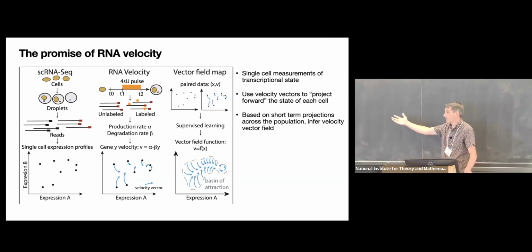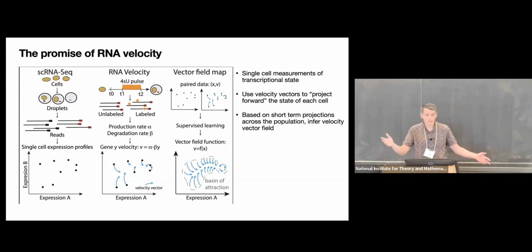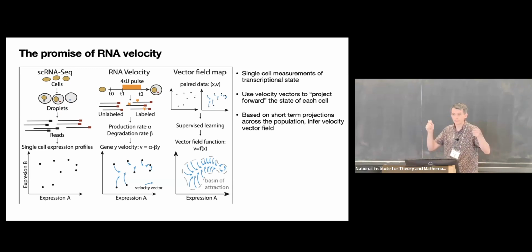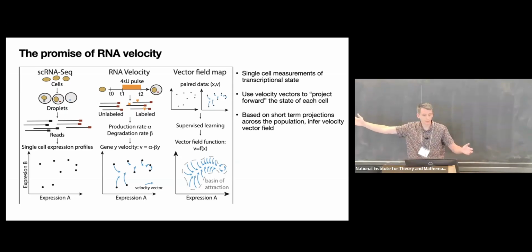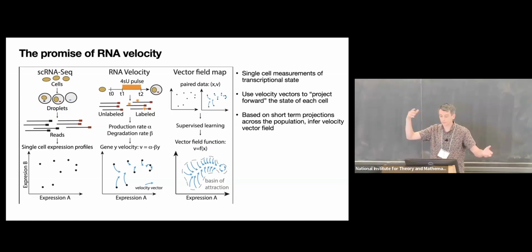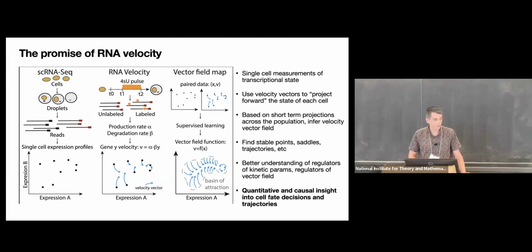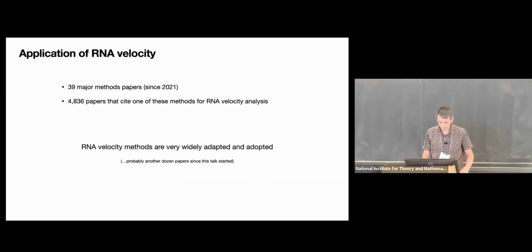Then there's another layer of analysis that can go on top of this that people refer to as vector field mapping, where you take an entire cloud of points, and for each point you now have paired data: a gene expression profile and a velocity vector. The idea is to learn some sort of function that allows you to fill in all these pretty looking arrows everywhere in the field where you haven't actually observed data. From that, you can do lots of interesting analysis. You can find stable points, attractors, saddles, whatever you like, and hope to obtain a better understanding of the regulators of cell fate, and eventually maybe a quantitative and causal insight into cell fate decisions and trajectories. So that's most of what I'm going to be talking about: living in RNA velocity land.